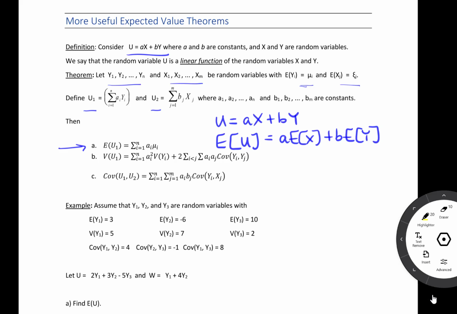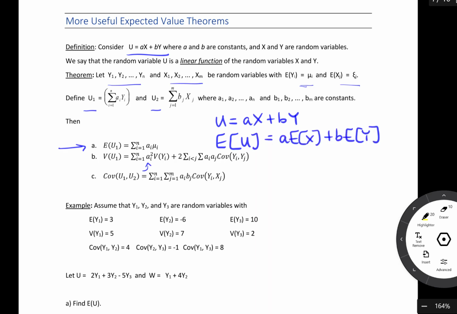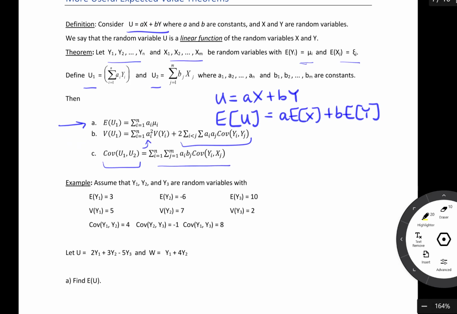We get something similar for the variance, but notice for the variance that we have to square the constants and we need to account for the covariance. And then finally here we can look at the covariance between those two u's that are defined. And so here, if we're looking at the covariance, we get the following sum. So let's apply these to an example.